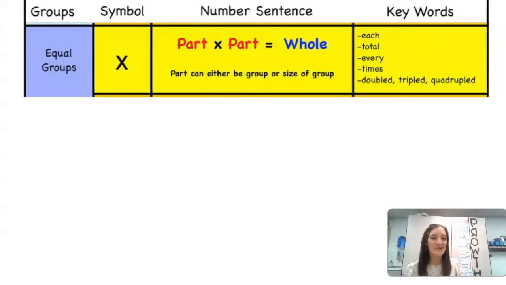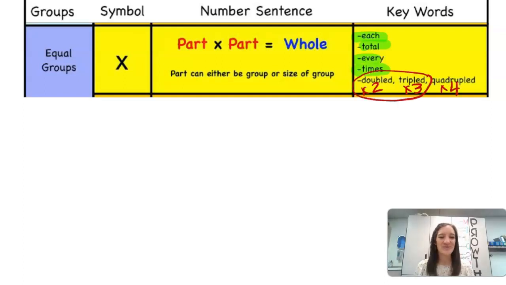A couple more clue words for multiply are the words each, total, every, and especially the word times, right? And double, triple, and quadruple. We know that if you double something, you're going to times it by 2. If you triple, you'll times it by 3. If you quadruple, you'll times it, not by 2, you'll times it by 4. But double and triple are more common. You'll see those more commonly than you'll see quadruple.